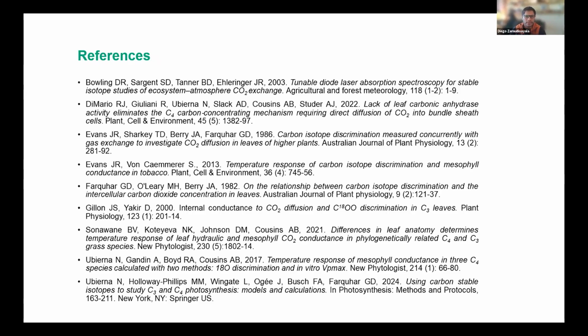And these are our references in case you wonder, or in case you want to see the data that we have and we plotted in our graphs.